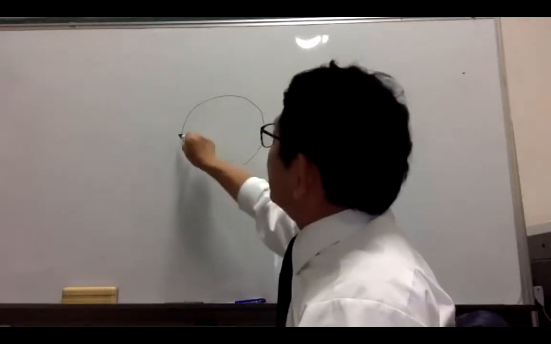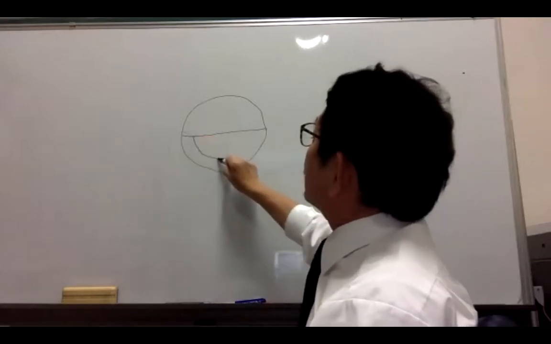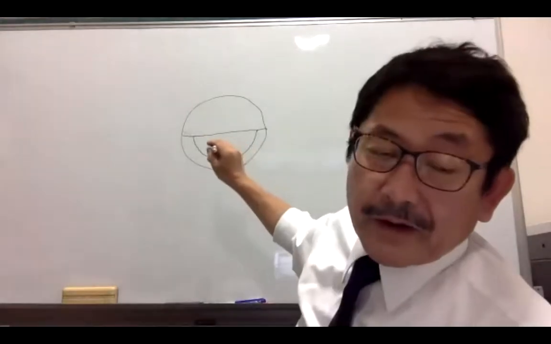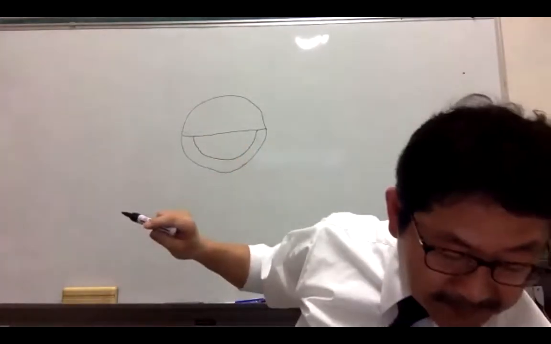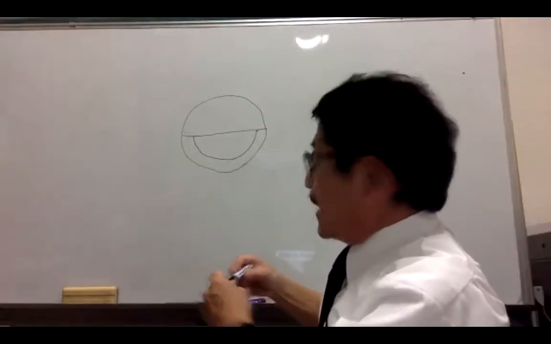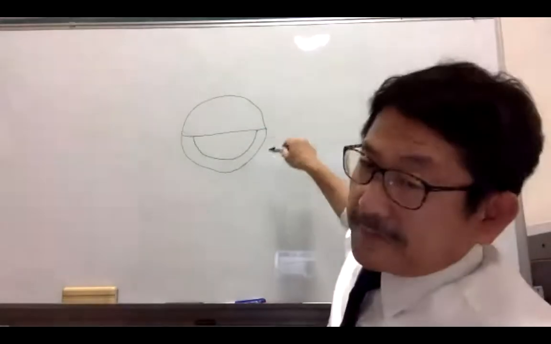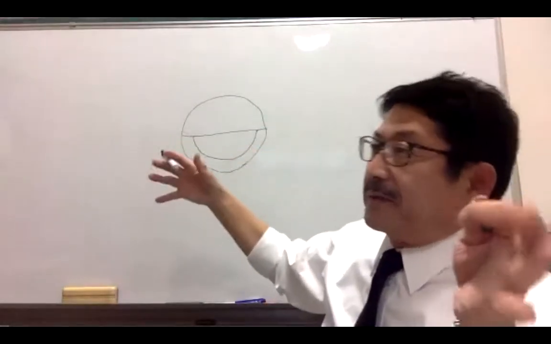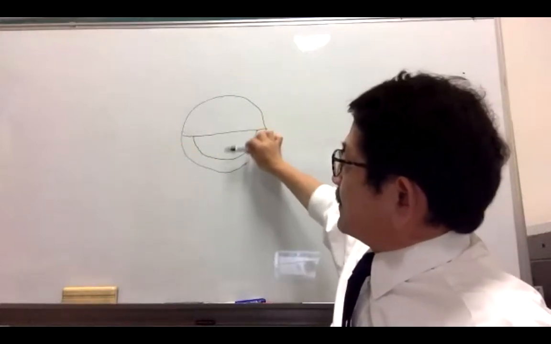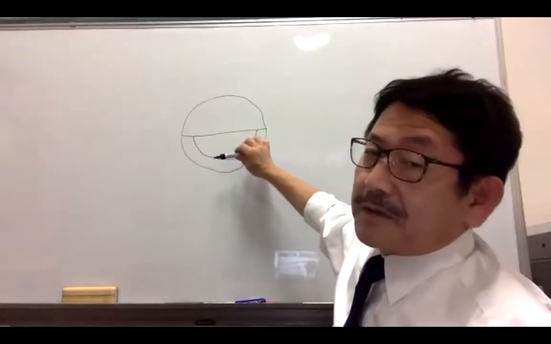Split the log in half and take out the central part, and that's why we call them dugout canoes. Naturally, even if you use a big tree, like one meter in diameter, maybe less, the canoe itself is very shallow from bottom to top. You can't make it deep.